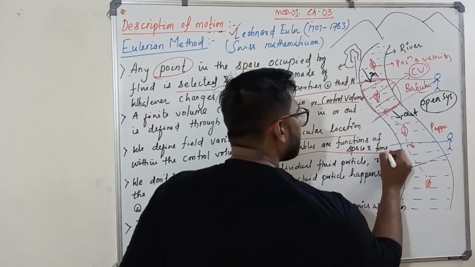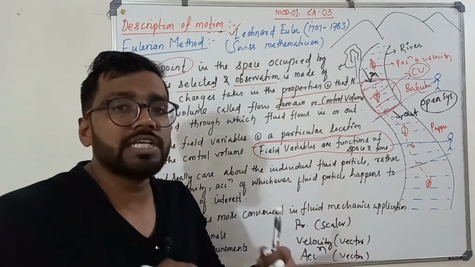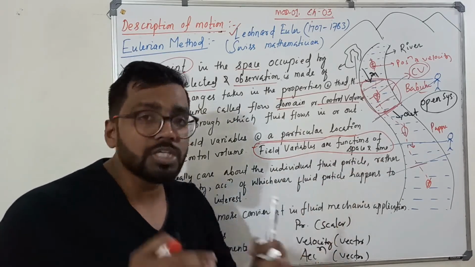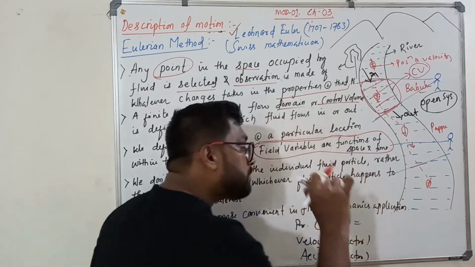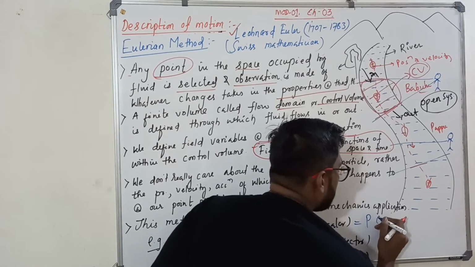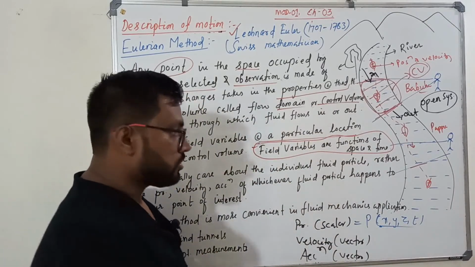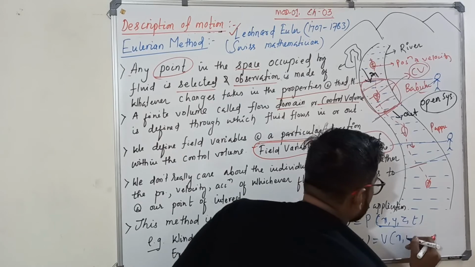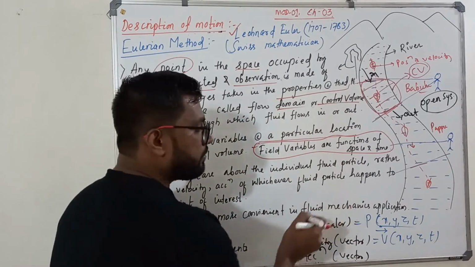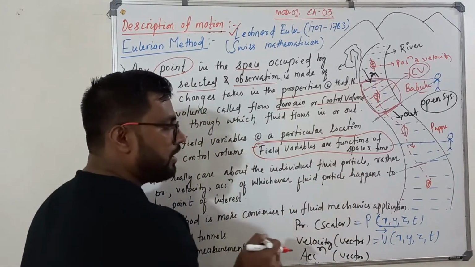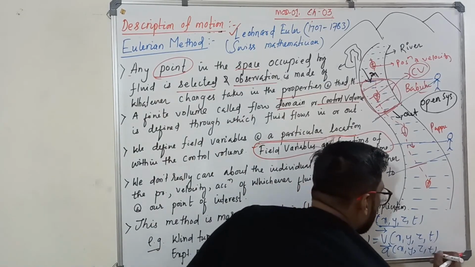Field variables are functions of space and time. Remember, that's why in fluid kinematics, velocity, acceleration, everything which are field variables are functions of space and time. Pressure, which is a scalar field variable, is also a function of space and time. I can write pressure P of x, y, z, t, where x, y, z is space and t is time. Similarly velocity, V of x, y, z, t, is a vector, whereas pressure is a scalar. Similarly, acceleration is a vector field variable of space and time.